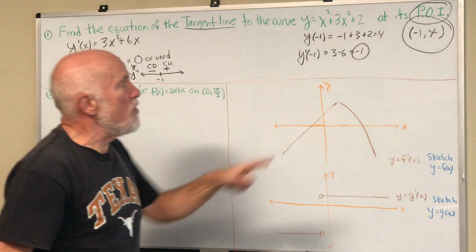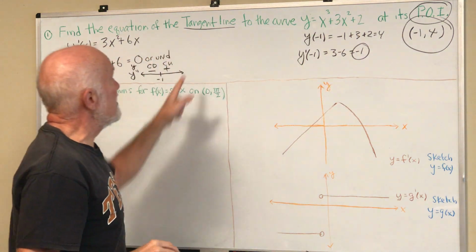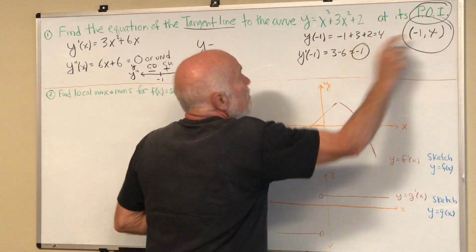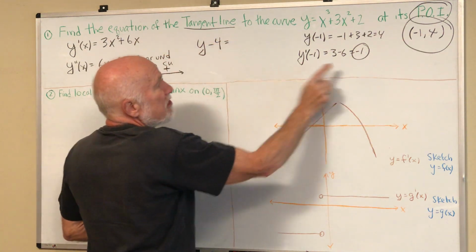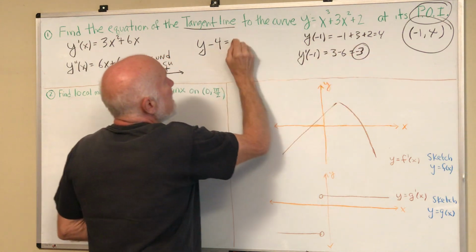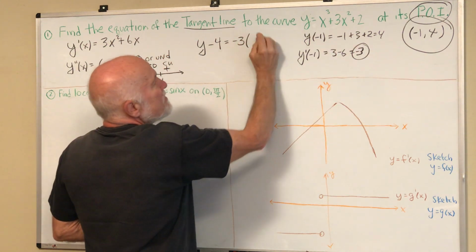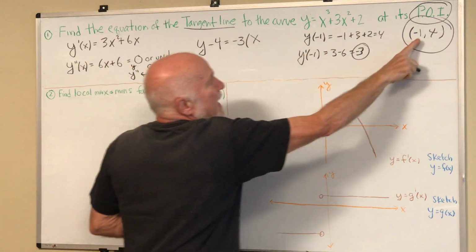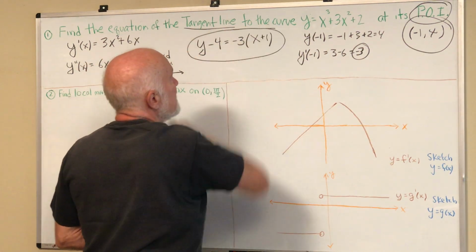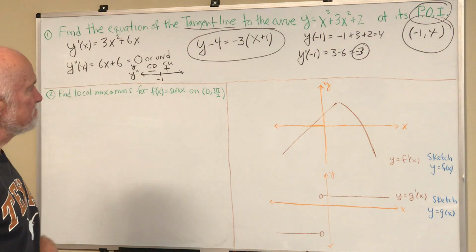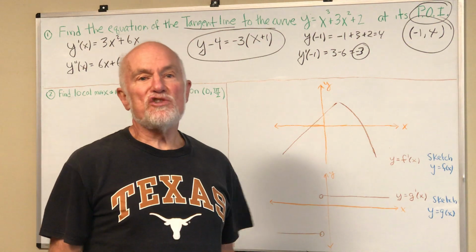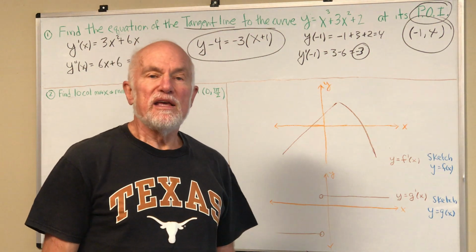Now I can use the point-slope formula to get the equation of the tangent line. Y minus the y value equals the slope, -3 times x minus a -1. And we've got the equation of the tangent line. So, a problem we've never done before, but just using the knowledge we had of what derivatives do, it wasn't too bad.